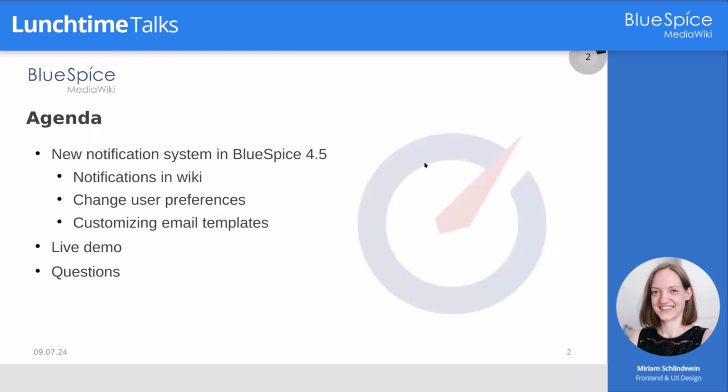So we have an agenda for today. I will introduce you to the new notification system, which will be part of the BlueSpice 4.5 version. I will show you where notifications are now located in the wiki and how they are displayed. Also, I will show you how you can change your user preferences and get the changes you want to see. And then after that, I will show you how you can finally customize email templates in your wiki so that the appearance of the received emails matches your wiki system. I will demonstrate this in a live demo, and after that you can ask your questions.